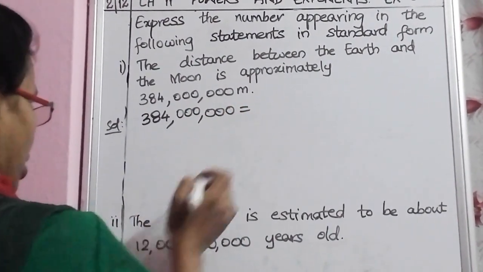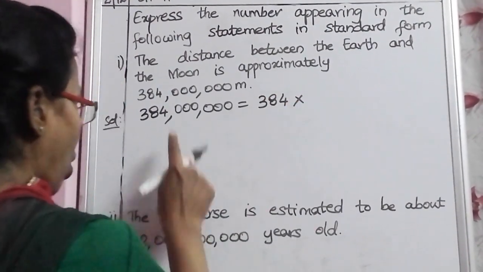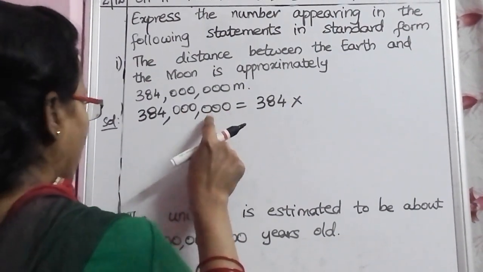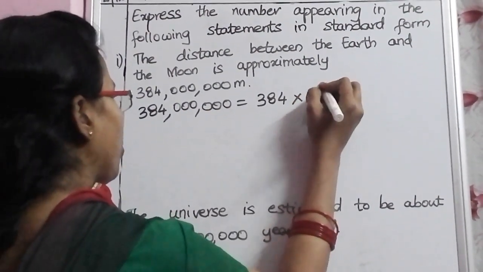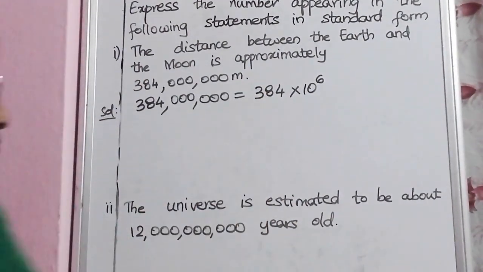So now this is equal to 384 into, how many zeros are there? 1, 2, 3, 1, 2, 3. 6 zeros. So 10 to the power 6. But is this the standard form?